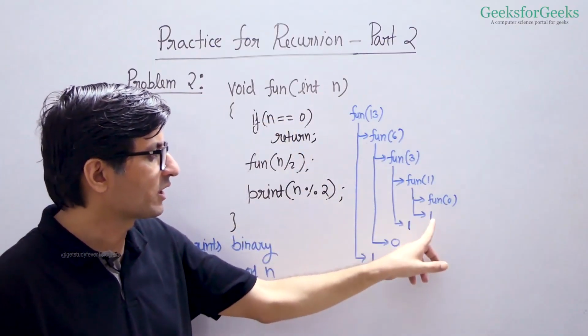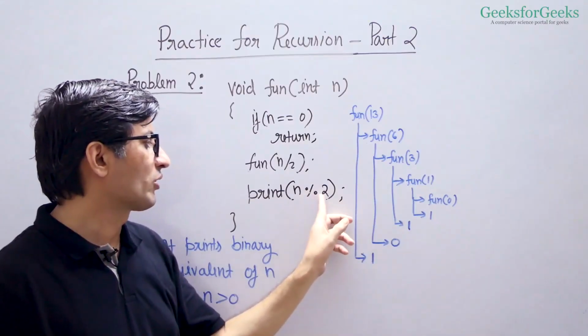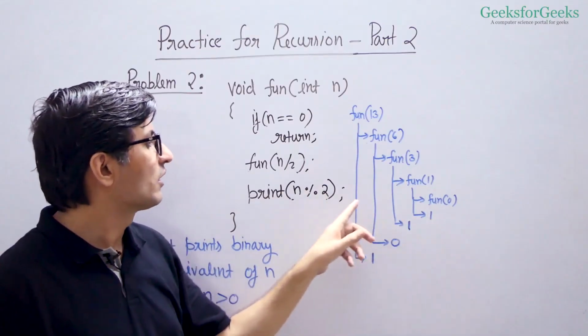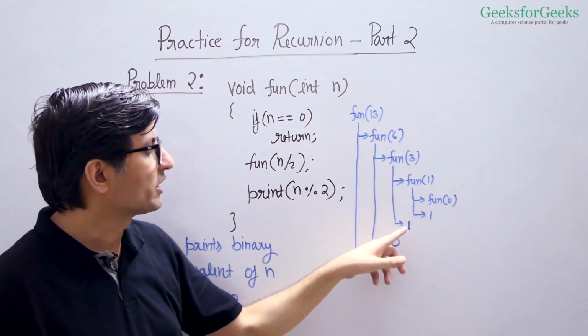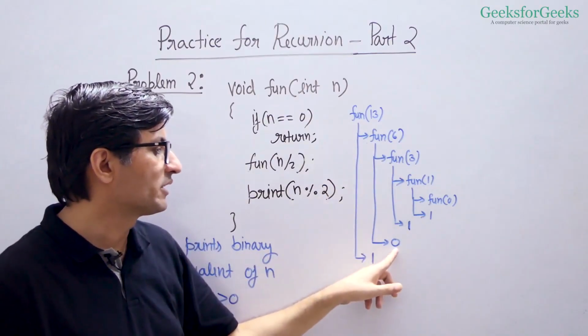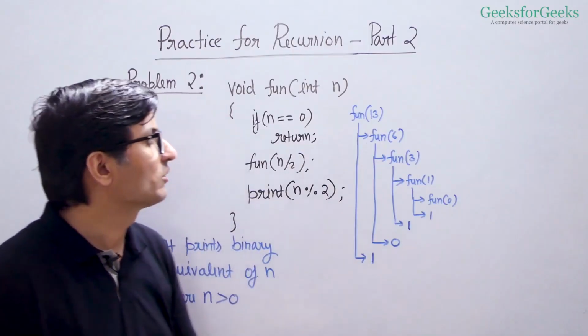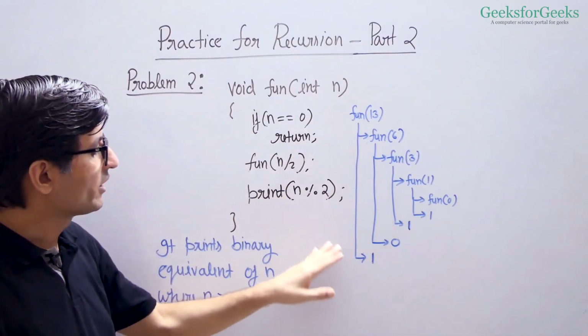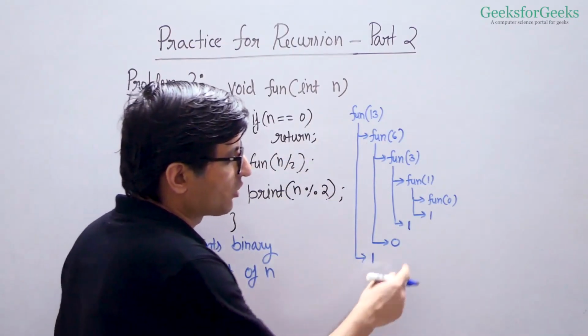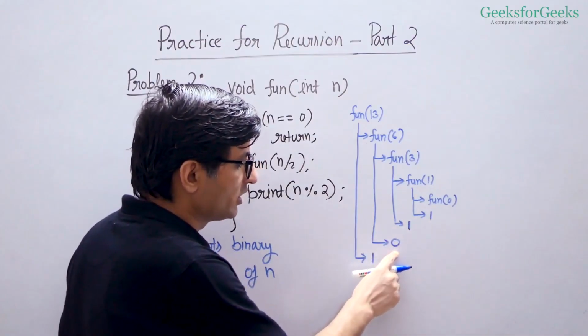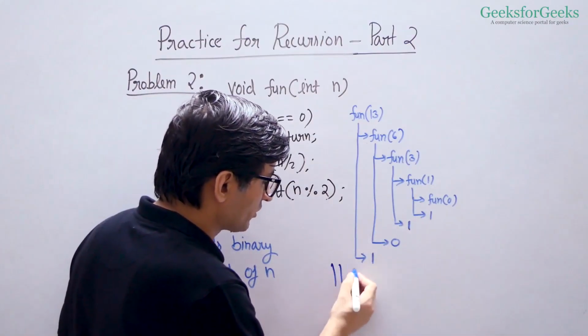Then fun 1 gets the control, it prints 1 modulo 2, which is 1, right? Then fun 3 gets the control, it also prints 1. Fun 6 gets the control, it prints 0, because when you divide 6 by 2, the remainder is 0. For 13, the remainder is 1, and you get the output as 1, 1, 0, 1. So this is what is printed on your screen.